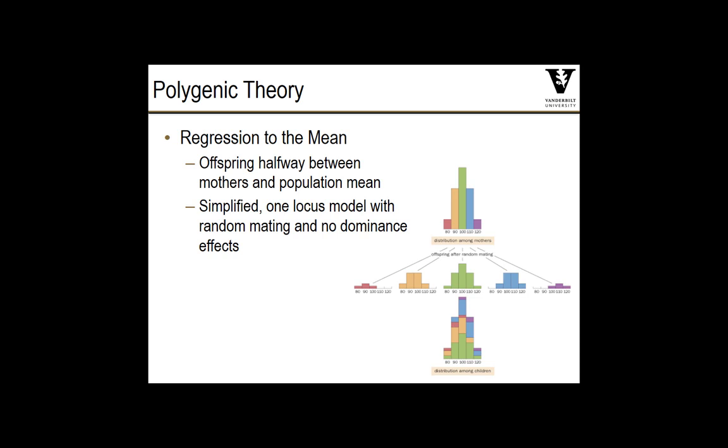Can you describe the difference between codominance and this regression to the mean? Codominance being an intermediate phenotype, so how is that different from this?